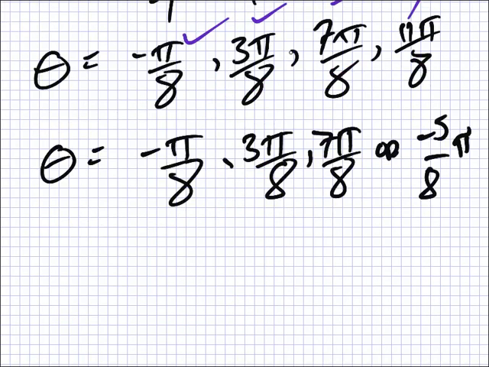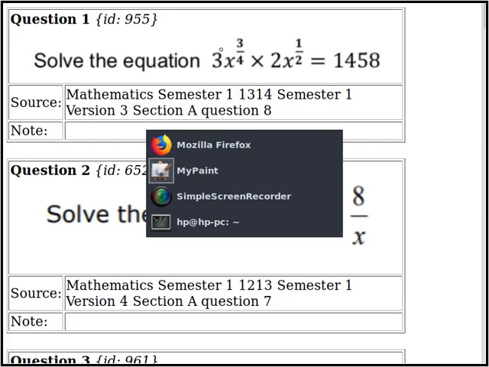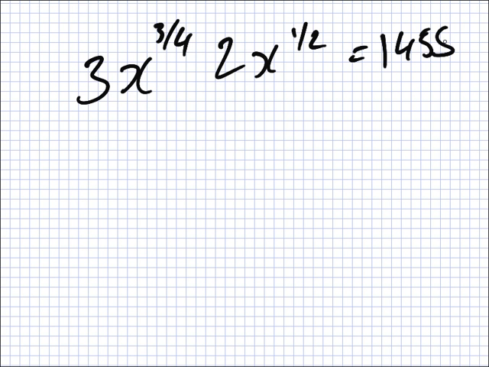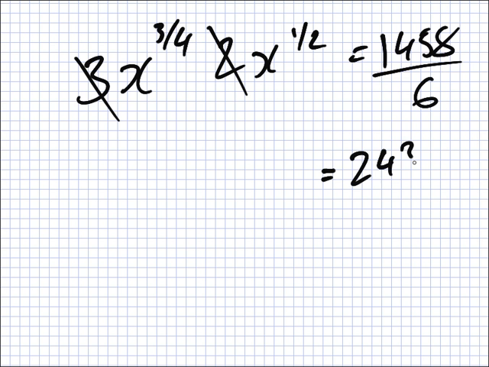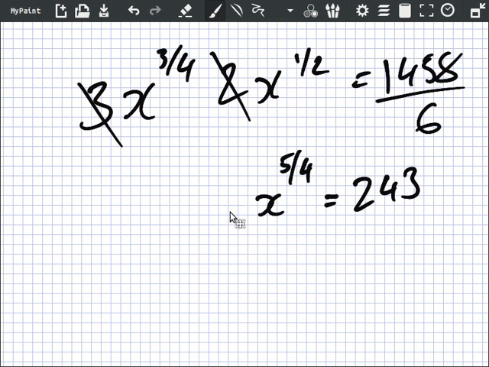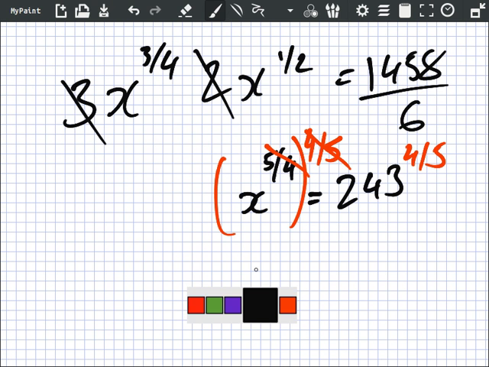Let's have a look at it. What is it? 3x^(3/4) times 2x^(1/2) equals 1458. So the first thing I'll do is 3 times 2 is 6. Divide by 6. Is that anything nice? 243. And then multiplying means you add the power, so that's 5/4. And to cancel 5/4, we need a power of 4/5. They cancel, so x equals 243 to the power 4/5.